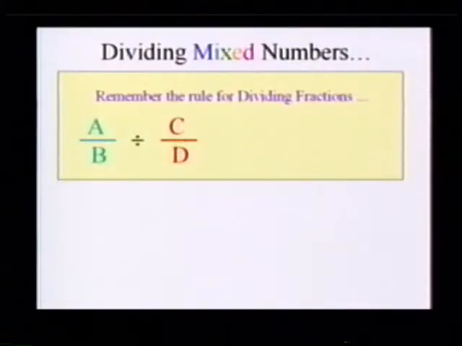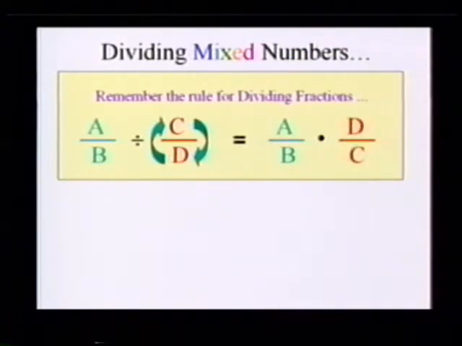Okay, what about dividing mixed numbers? Well, we use the regular rule for dividing, and that was to take the first fraction and multiply by the reciprocal of the second fraction. Remember that? Okay, so we just changed it into a multiplication problem.